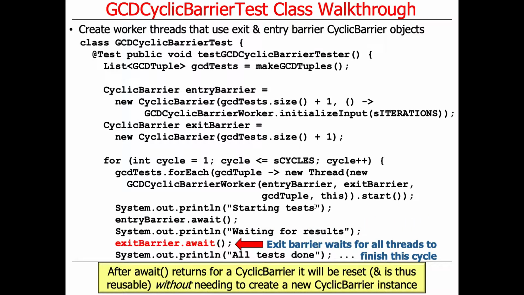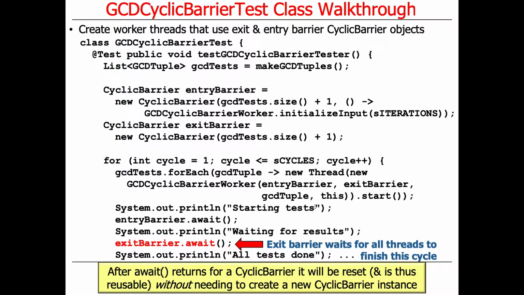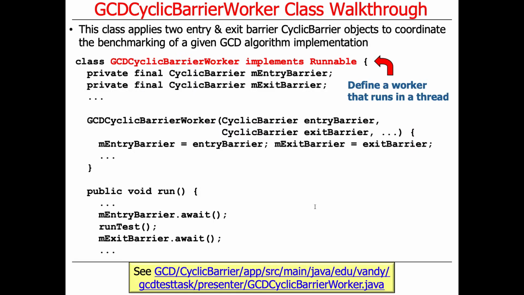We then, after we let everybody start to run, wait for everybody to finish. And you'll see here that after await returns for the cyclic barrier, its count is automatically reset back to the total number of parties. So we don't have to make a new instance. This, again, is different from the countdown latch. The countdown latch didn't have this capability, whereas the cyclic barrier does.